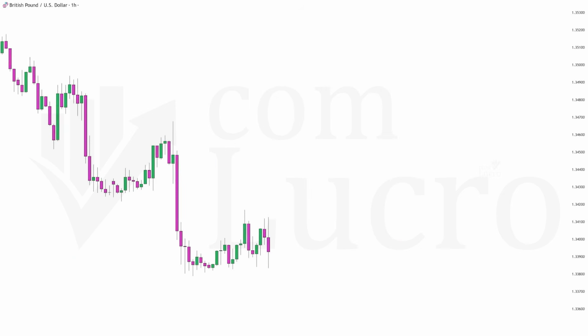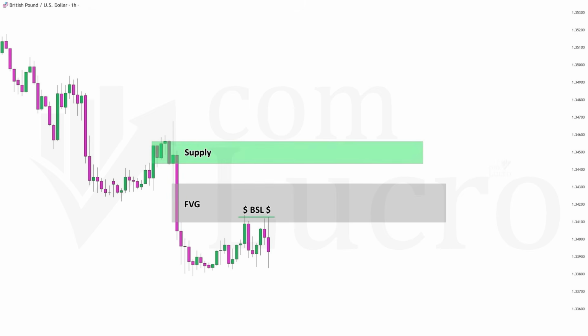One last example, just to lock this in, and notice how it circles right back to mistake number 2. Now let's go through another example on the pound against the dollar on the 1-hour chart. Here we can clearly see a downtrend. The most recent impulse has created an imbalance and also formed equal highs, which means liquidity has built up above that level.